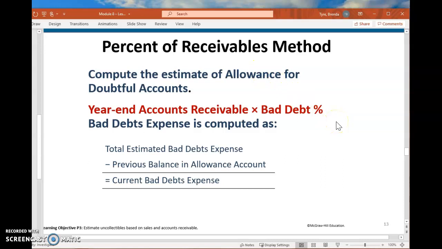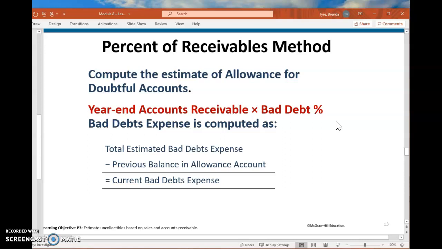The percentage of receivables method says we're going to look at our accounts receivable. We're going to multiply that by a bad debt percentage, same thing as we did before. We'll find that through historical means probably. And our bad debt expense then is computed as this. This works a little bit different. We're going to take the total estimated bad debt expense minus the previous balance in the allowance account, and that gives me my current bad debt expense.